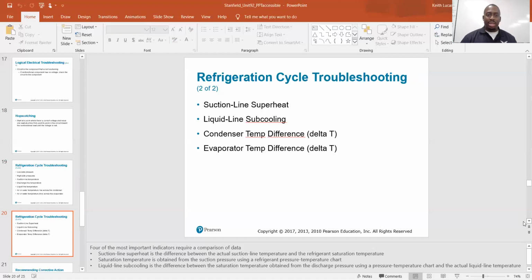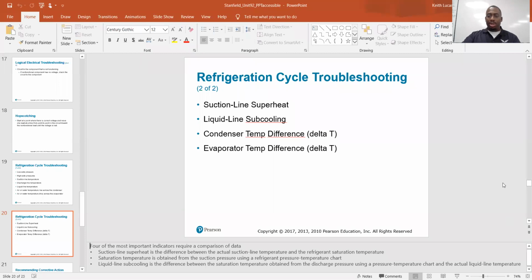So moving on. Suction line superheat, liquid line subcooling, condenser temperature difference, or evaporator temperature difference. The 4 most important indicators require a comparison of data. Suction line superheat is the difference between the actual suction line temperature and the refrigerant saturation temperature. Saturation temperature is obtained from the suction pressure using a refrigerant pressure temperature chart. Liquid line subcooling is the difference between the saturation temperature obtained from the discharge pressure using the pressure temperature chart and the actual liquid line temperature.